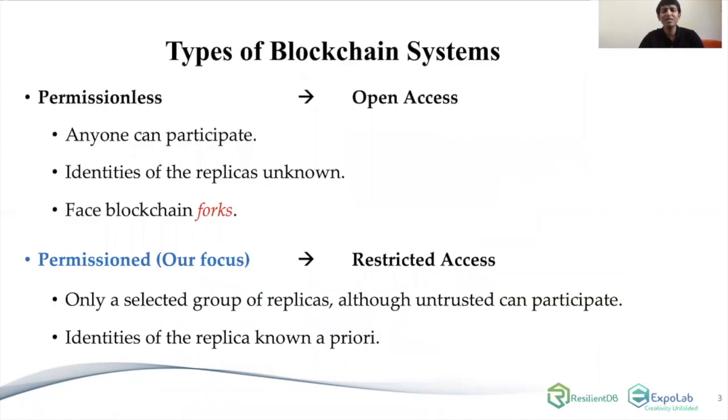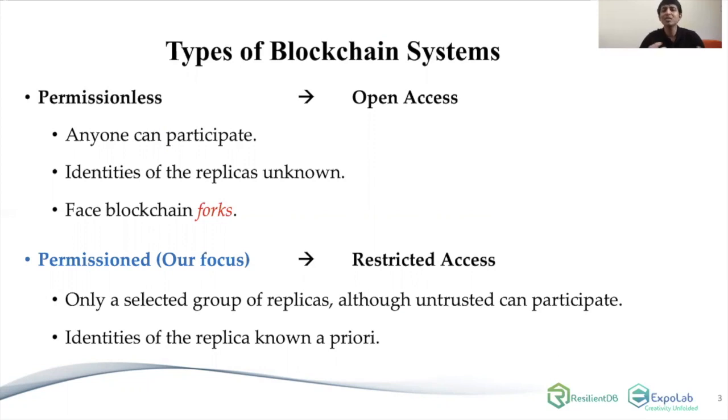In this manner, we can divide blockchains into two categories. It can be permissioned or permissionless. In this paper, our focus is on permissioned blockchain systems. We all know about permissionless blockchain systems like Bitcoin and Ethereum, and there are several of them. These blockchain systems allow anyone to participate, and identities of the replicas are unknown.